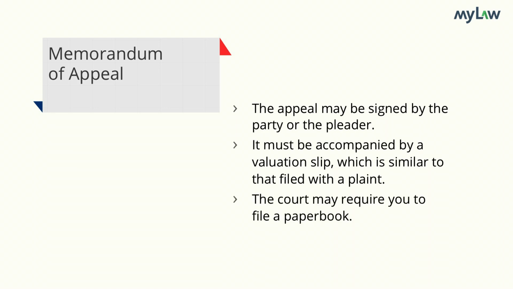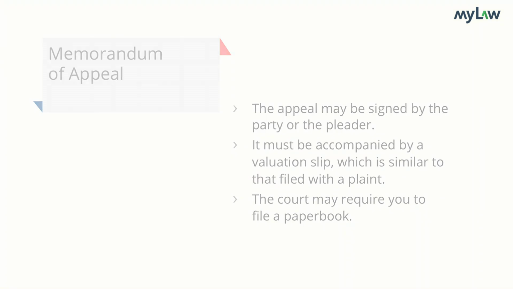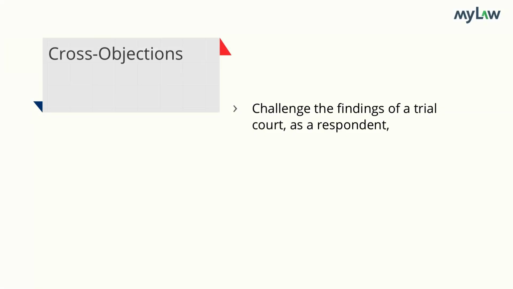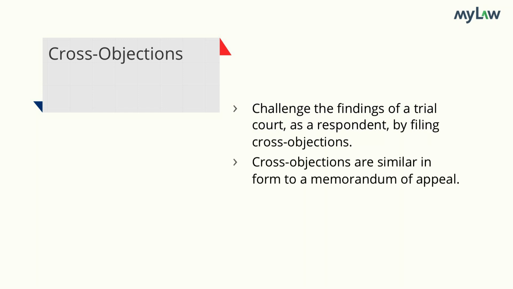The court may, where it wishes to admit your appeal and consider it in detail, require you to file a paper book. A paper book is a compilation of all documents relating to the proceedings before the trial court. The manner of its compilation will be set out in the relevant civil rules of practice. Remember, you can challenge the findings of the trial court as a respondent in cross appeal by filing cross objections which bear a similar form to a memorandum of appeal.